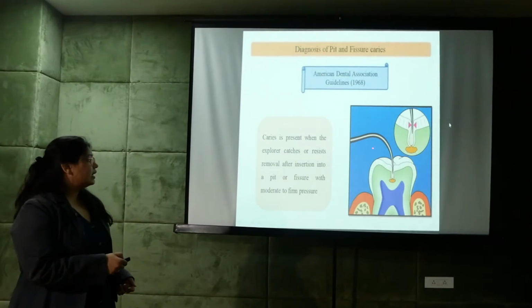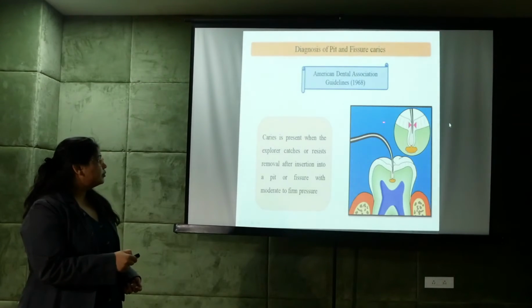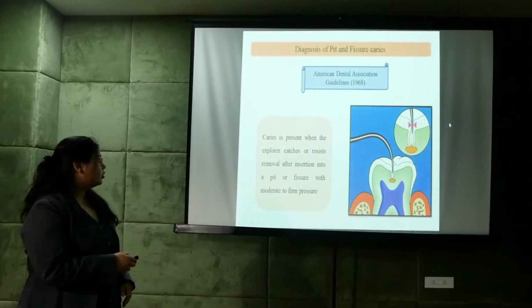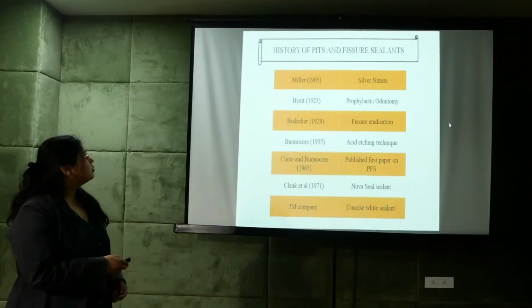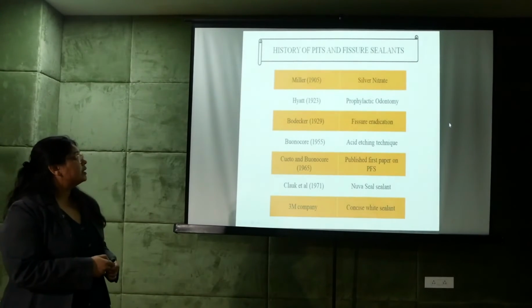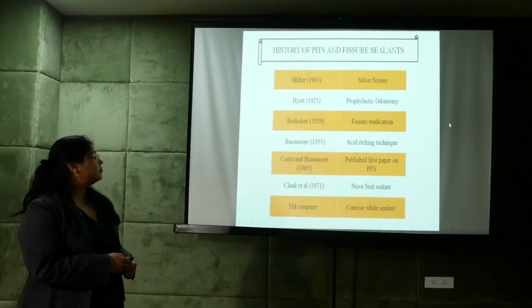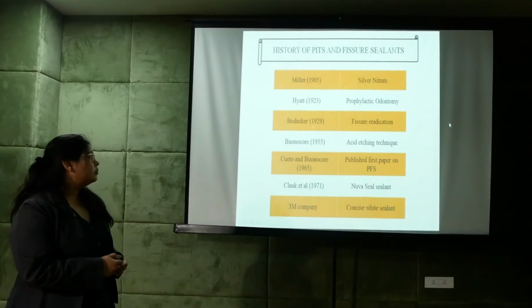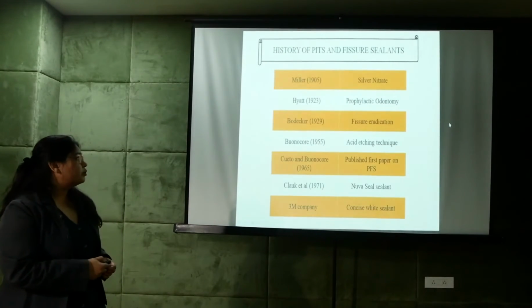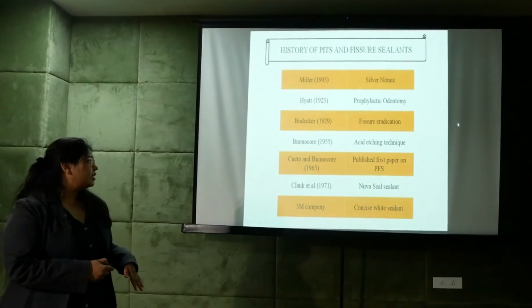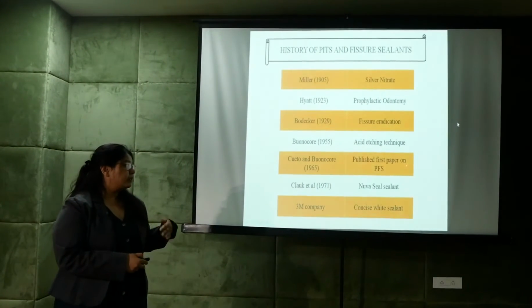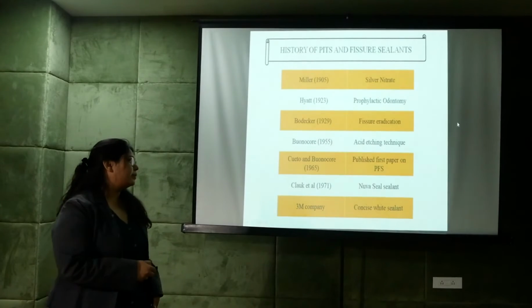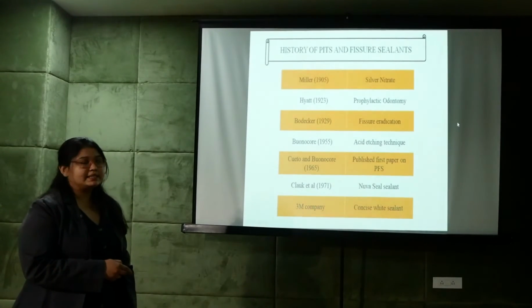Diagnosis is done with the use of the probe, the explorer, with moderate to firm pressure. Coming to the history of pit and fissure sealants, Miller in 1905 gave silver nitrate, then Hyatt gave prophylactic odontotomy, Bodecker gave fissure eradication, Buonocore introduced the acid etching technique, Cueto and Buonocore then published the first paper on PFS, Clark gave Nuva-Seal sealant, and then the 3M company came out with Concise White sealant.